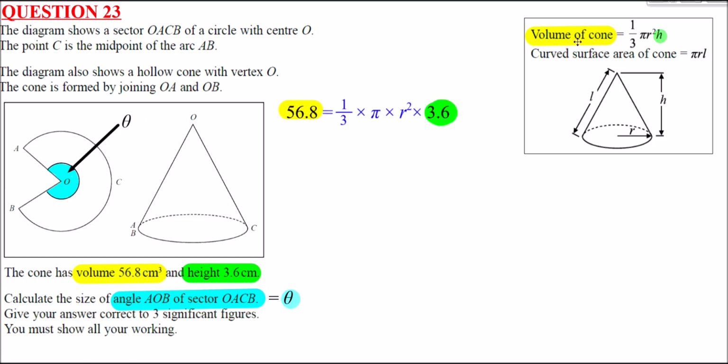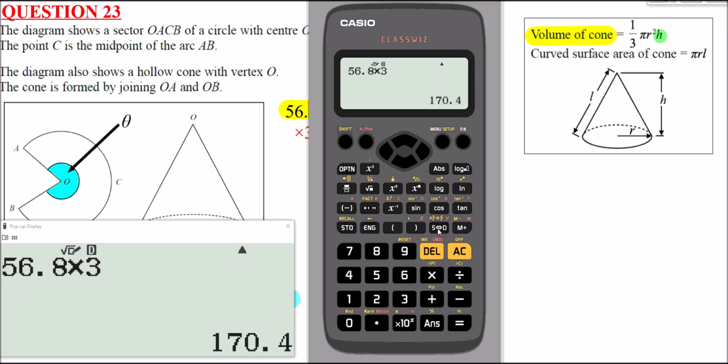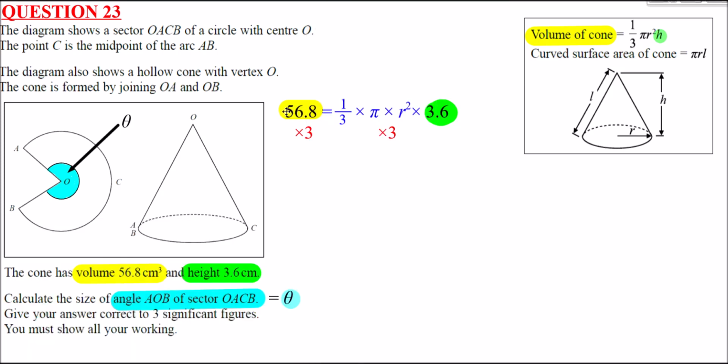So using this formula for the volume of the cone, 56.8 equals 1/3 times pi times radius of the cone squared times the height, which we're told is 3.6. So we can try and rearrange this to work out what the radius of the actual cone is going to be. So what I'd suggest we do first is to get rid of this 1/3 by multiplying both sides of this equation by 3. So if we do 56.8 times 3, we see here that we'll have 170.4. So 170.4 will equal pi times r squared times 3.6.